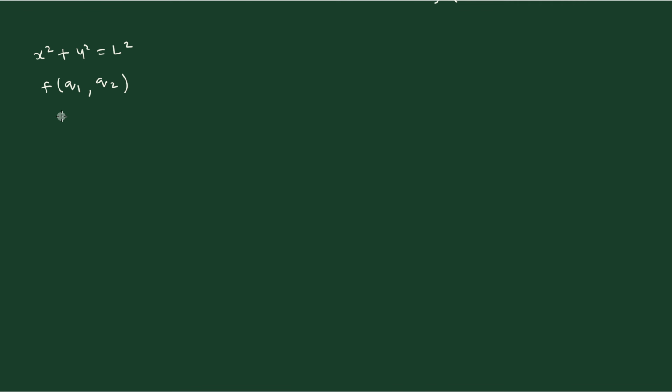What about q dots? q1 dot is absent. There is no q1 dot. Similarly, q2 dot is not present. So velocities are not present. What about time? Time is also not present in the equation x square plus y square equal to L square. Therefore, we say that this is a special kind of constraint equation where the time is not explicitly present.